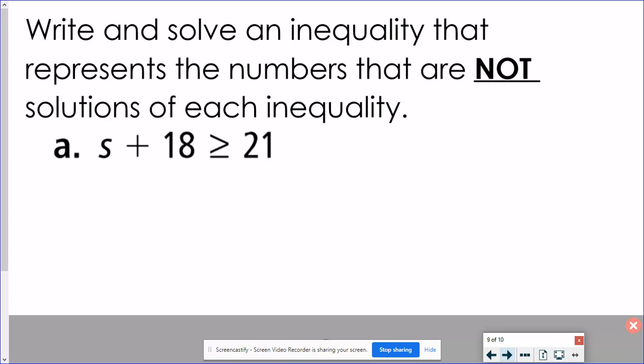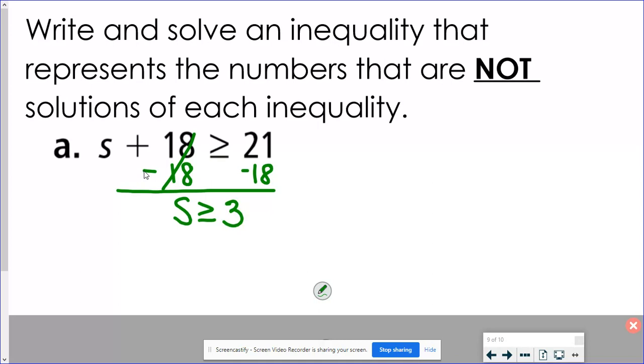A lot of times I like to just solve this the way that it looks right now. So I would just subtract my 18. So S is greater than or equal to 3. That means that 3 or more is my solution. Anything that's 3 or bigger works. But here's the thing. I want to know the things that are not my solutions. So I need to keep the S.